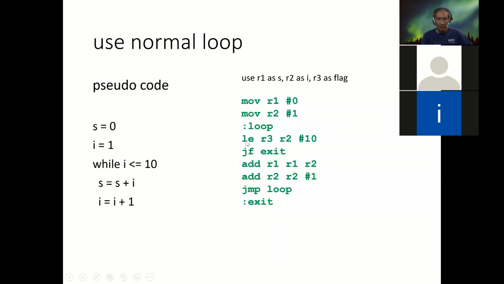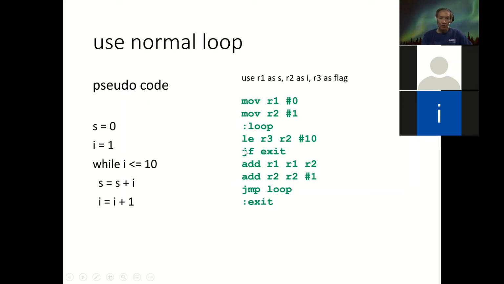To perform the test, we use less than or equal between I and number 10, and the result, whether it's true or false, will be stored in R3. Oh, I made a mistake. This is jump 4, you have to specify R3 here. I cannot really correct my PowerPoint right now, but you need to specify a register, a value that you want to test. So it's jump 4, R3, exit, all right?